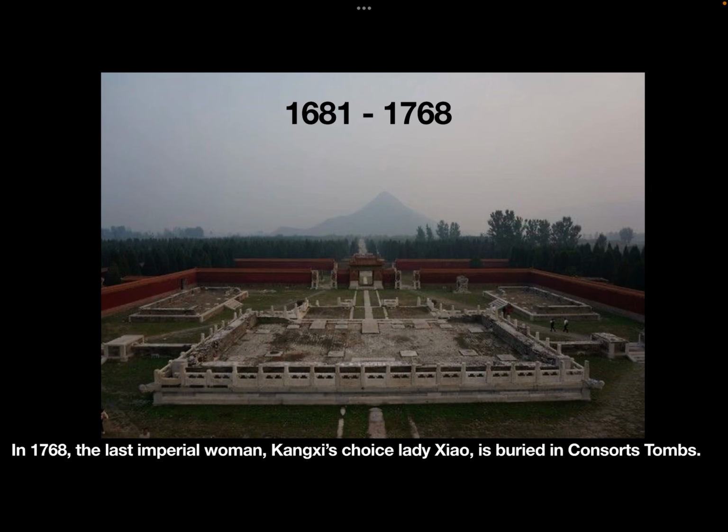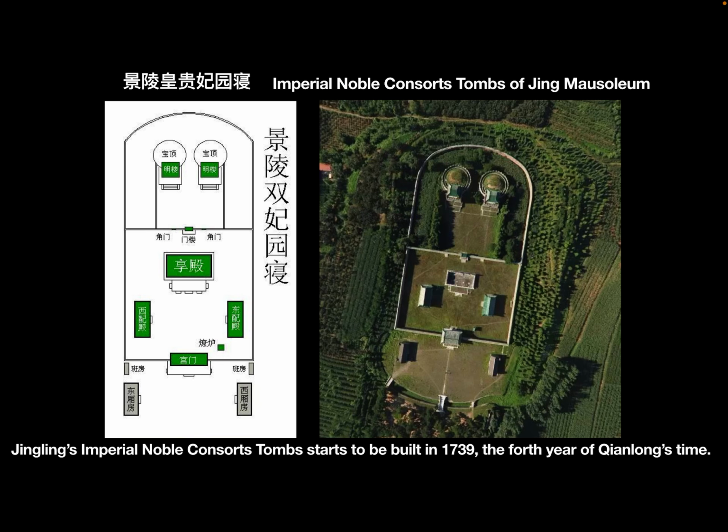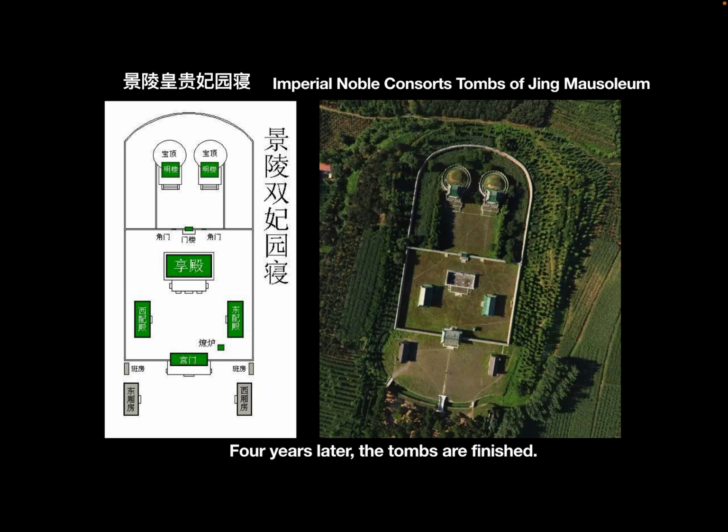In 1768, the last imperial woman, Kangxi's choice lady Xiao, is buried in the consort tombs. Jingling's imperial noble consort tombs started to be built in 1739, the 4th year of Qianlong's time. 4 years later, the tombs are finished.